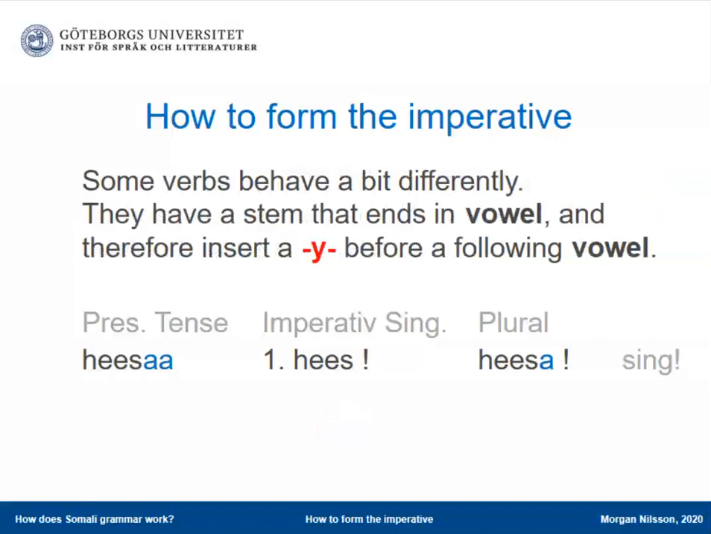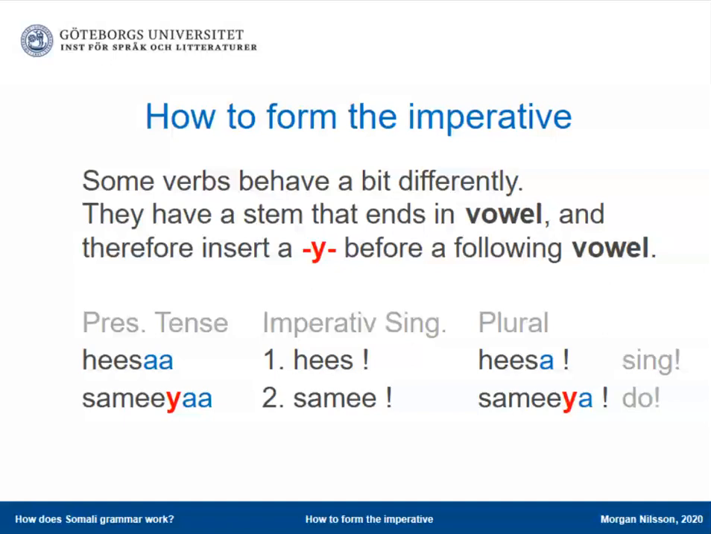But this simple situation only holds for some of the verbs, or a large part of the verbs. There are some verbs that are a little bit more complicated, and there are verbs with a stem that ends in a vowel. And if the stem of the verb ends in a vowel, you have to insert a y, a written y, between the stem and a following vowel in the ending.